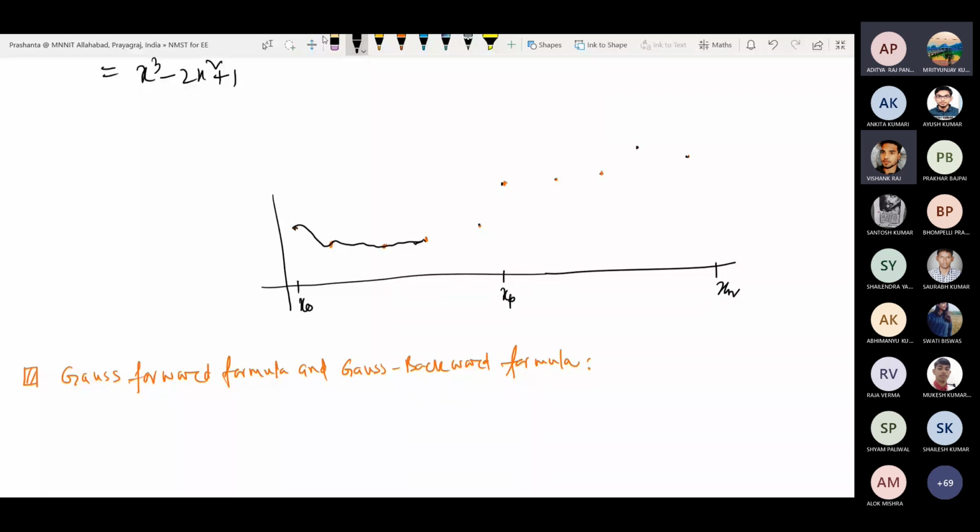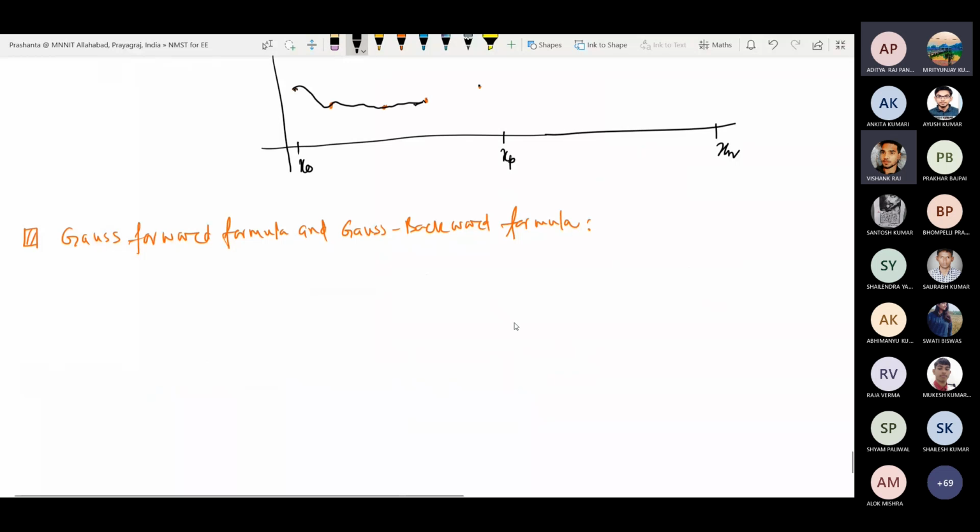So in that case you may disregard the first few data points and the last few data points, and you may find a smaller degree polynomial to interpolate and find the output value at x equals xp. So in that case the Gauss forward formula and Gauss backward formula are advised to use.